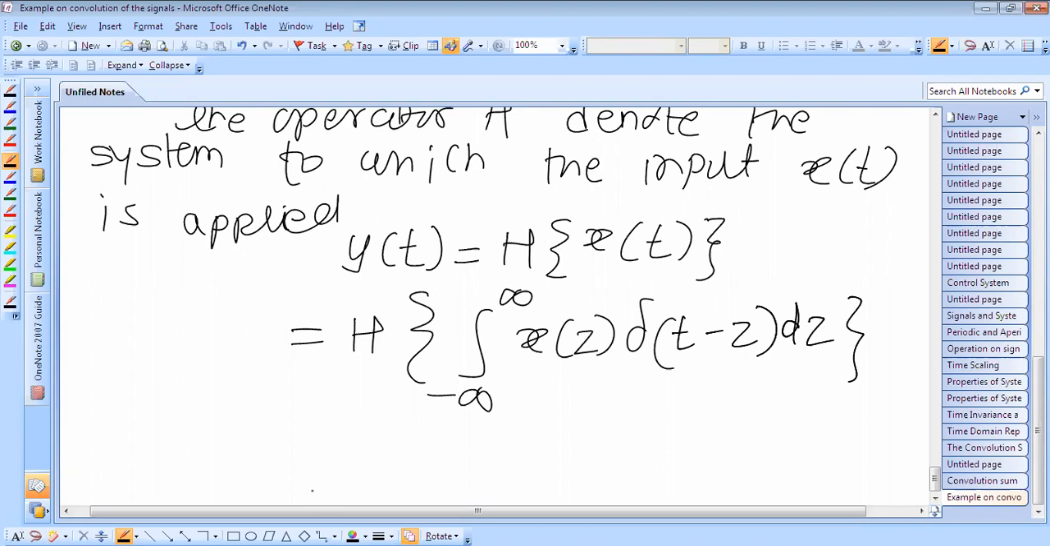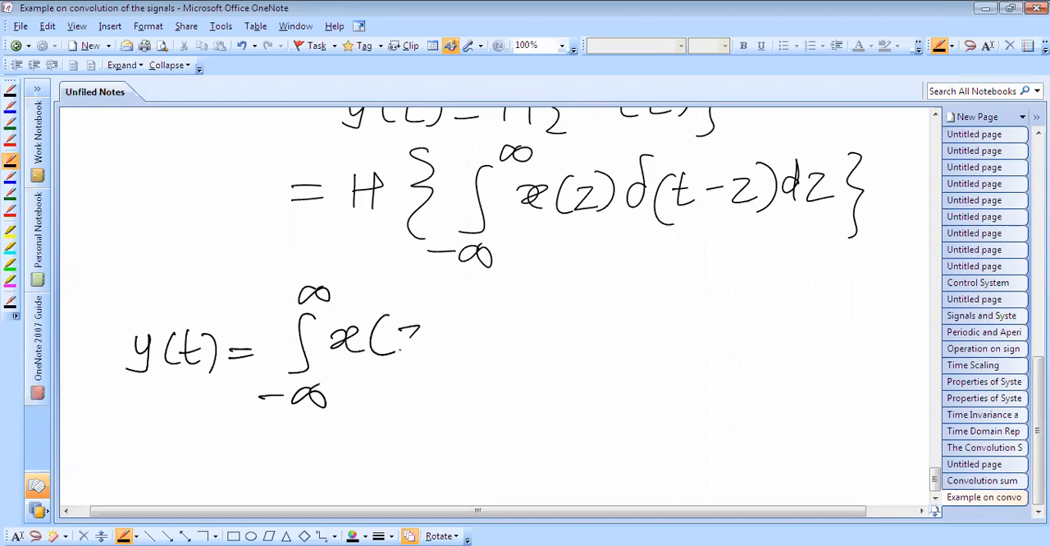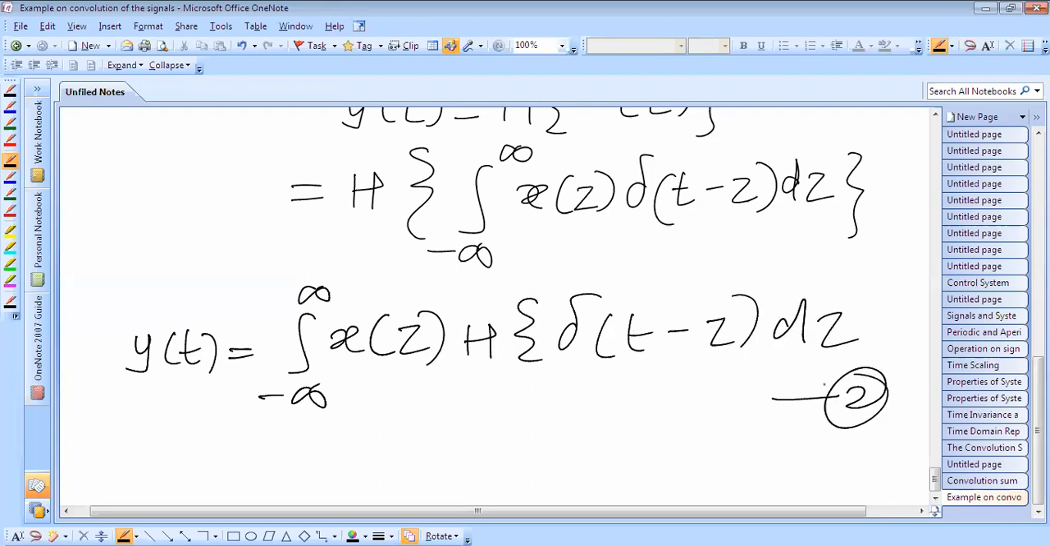So using the linearity property of the system, we may interchange the order of the operator H and the integration to obtain y of t is equal to the integral from minus infinity to infinity of x of tau and H of delta of t minus tau into d tau. This is equation number 2.